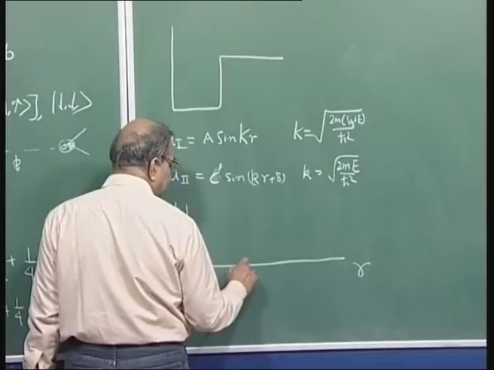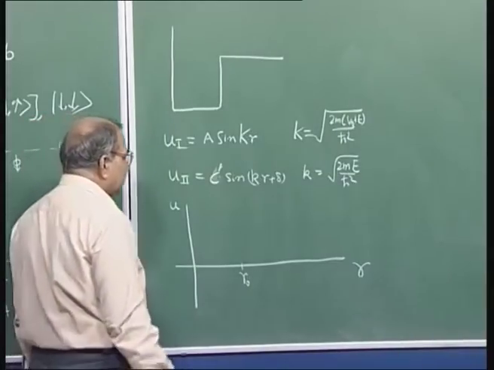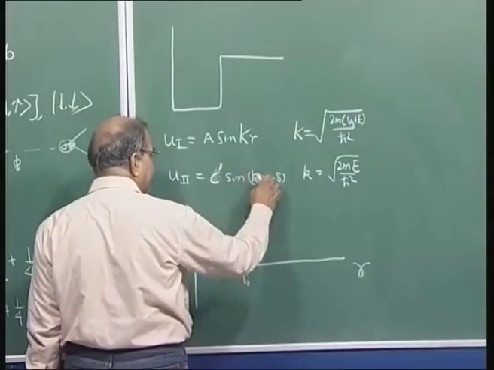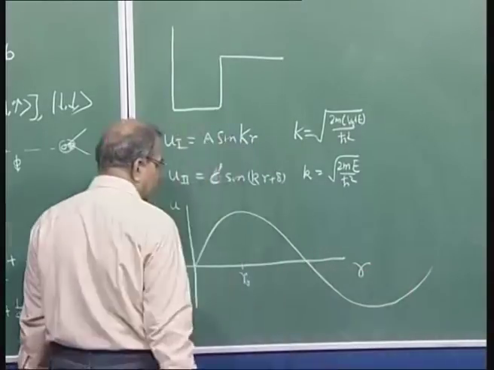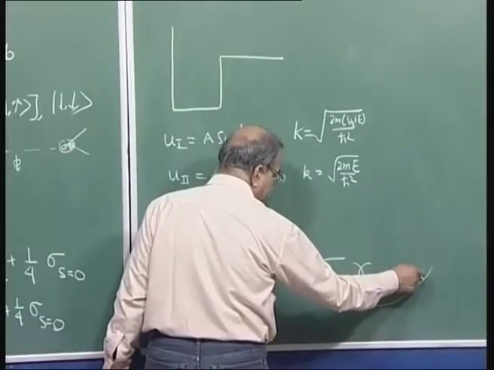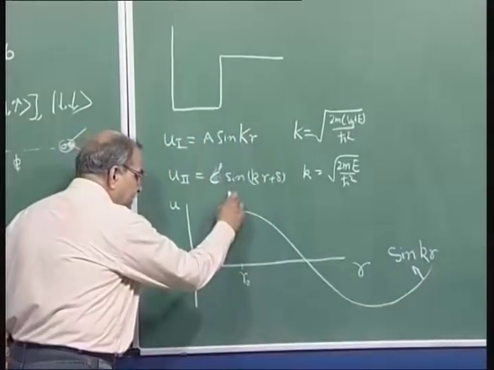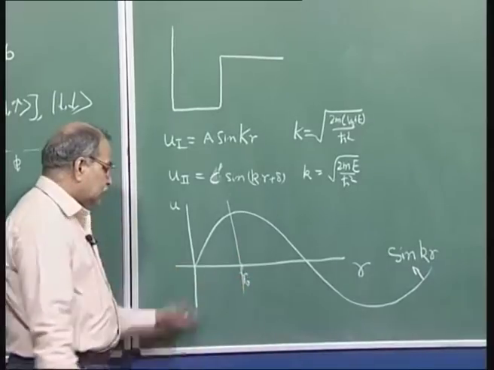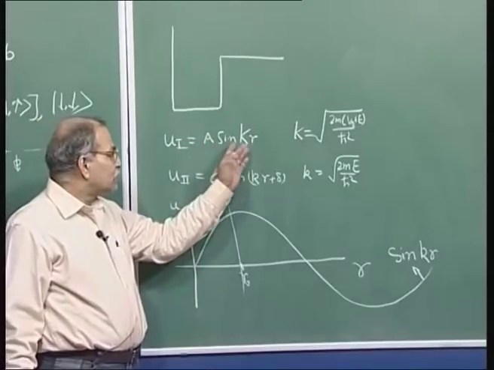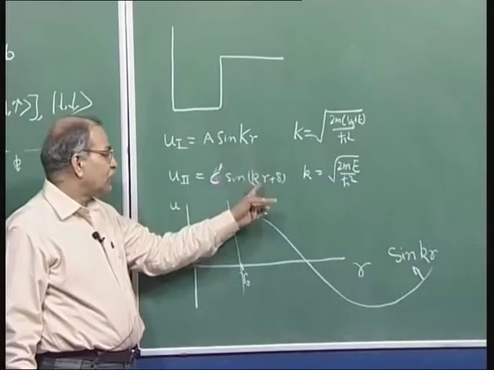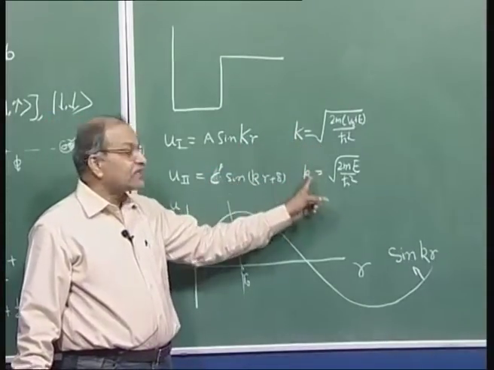Now, suppose here you have r naught. If the potential was not there, then you will have just sin of k r. So, let us say this is sin of k r. Now, what happens in this region, r less than r naught? It is again a sine function, but this k is different. I had plotted with small k, now it becomes capital K here, and capital K is greater than small k.